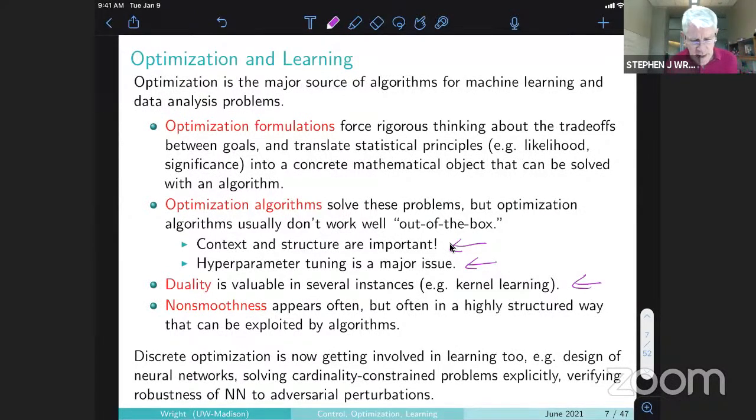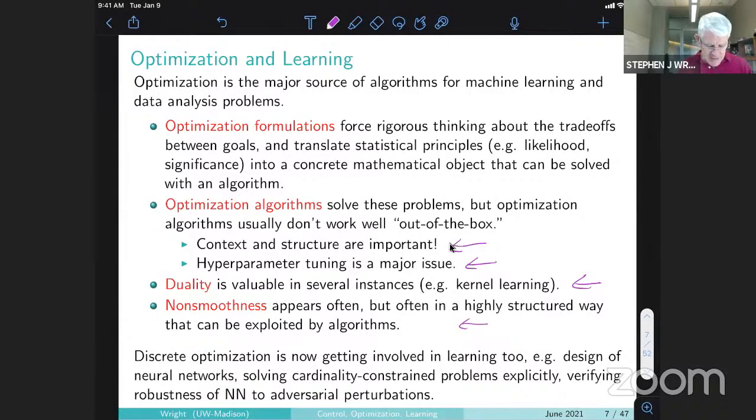I'm not going to say any more about that, but that was realized very early on in the late 90s, that if you took the kernel learning problem, the perspective of duality was extremely important in formulating that problem in a way that you could solve it. And then non-smoothness. This is something that not many of us in optimization paid much attention to. There were algorithms for non-smooth problems, but their convergence was very slow. But it turns out that non-smoothness is actually very common in formulations of data science problems, but usually it appears in a highly structured way so that you can incorporate it in algorithms pretty easily.